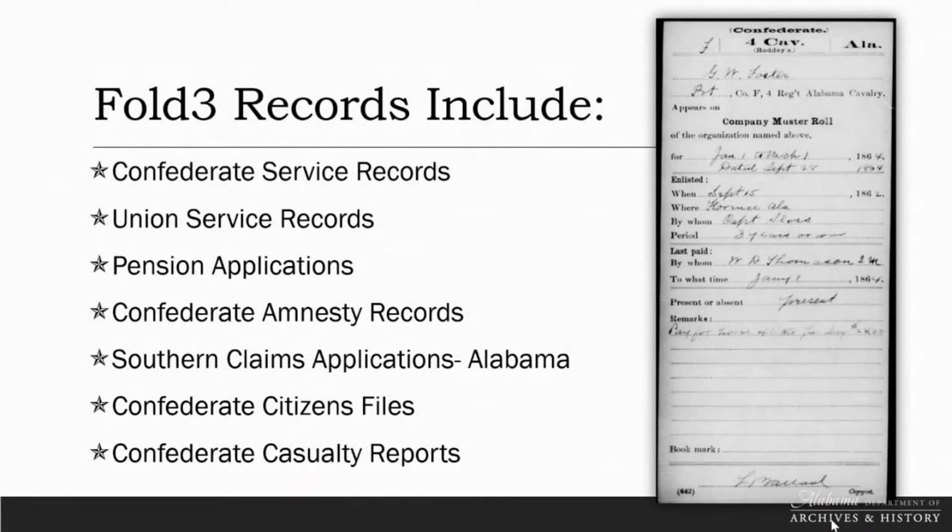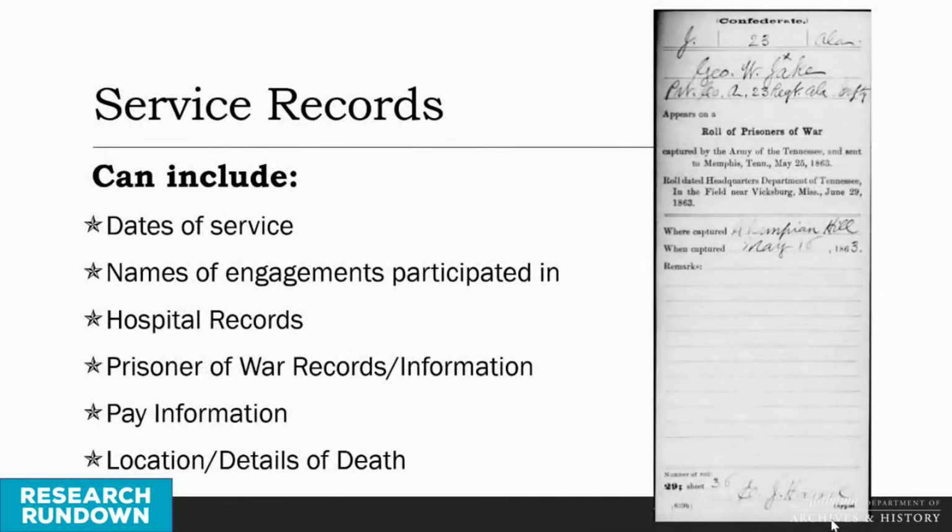Fold3 records can include Confederate service records, Union service records, pension applications, Confederate amnesty records, Southern claims applications for Alabama, Confederate citizens files, and Confederate casualty reports. Confederate service record files can include information such as the dates of service, the names of engagements participated in, hospital records, prisoner of war information, pay information, death information, and can even note the next of kin if the soldier has died.